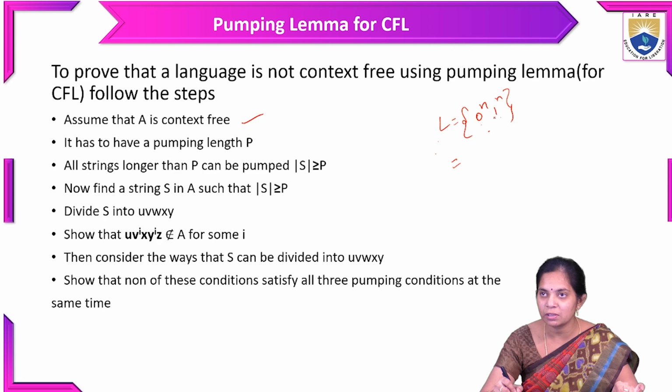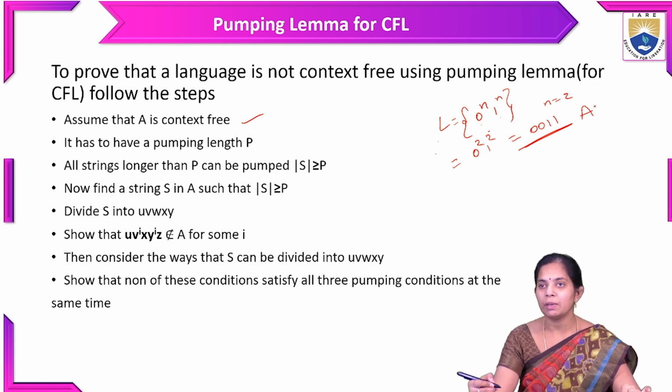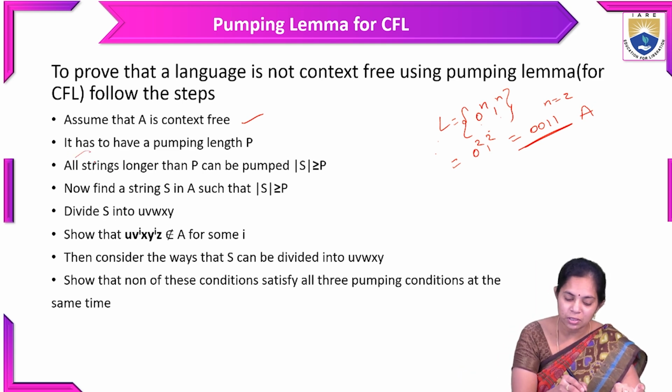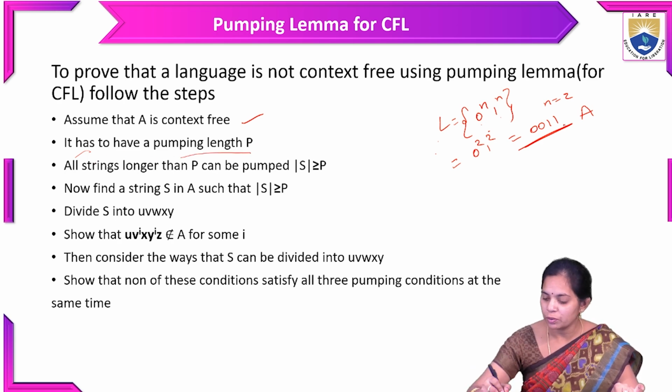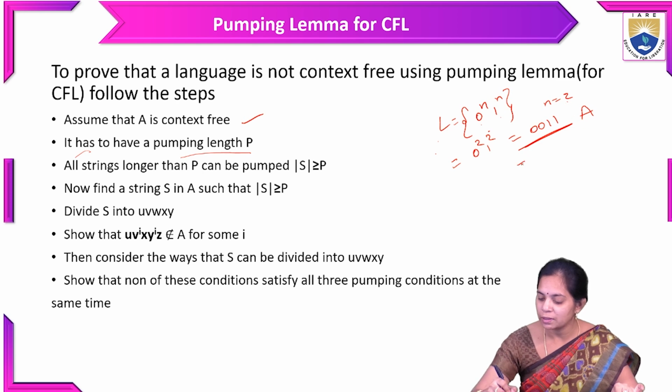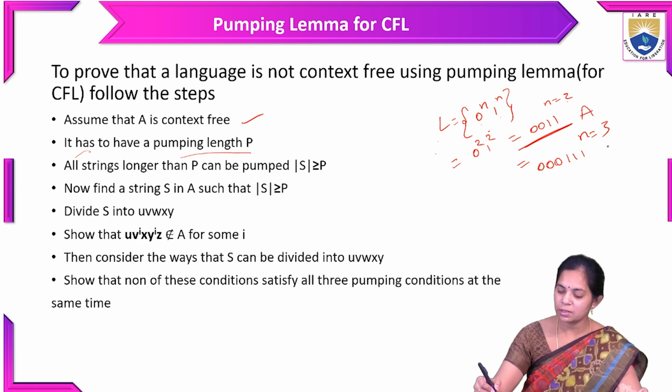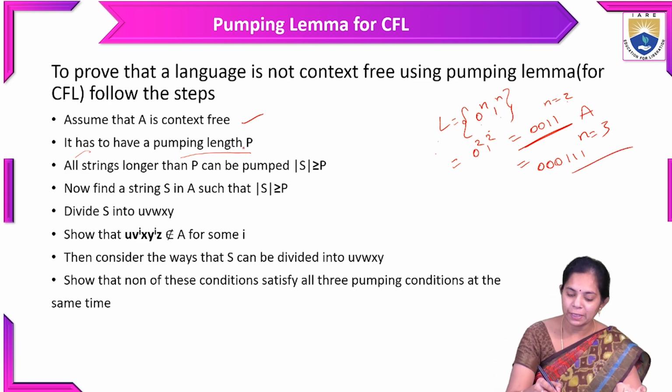How can we form a string for the given language? Here we take N as 2, so 0 power 2 and 1 power 2. What we get is 0, 0, 1, 1. This is a string, and we will name it as A. In the second step, it has to have a pumping length P. If you give P here, n is equal to 2, like that we will form n is equal to 3 and get the string like this. So this is the pumping length P.